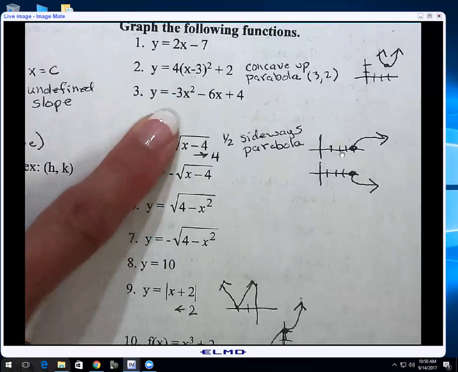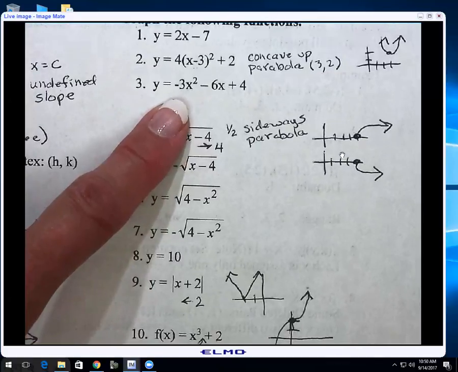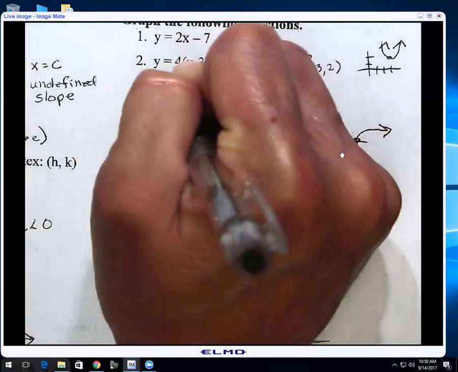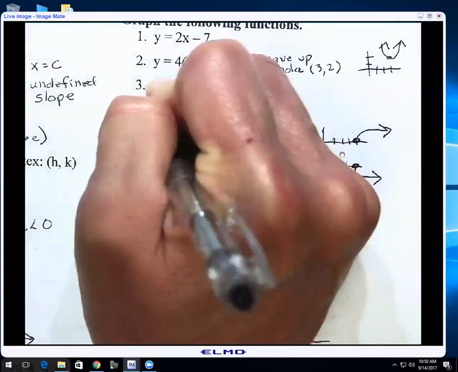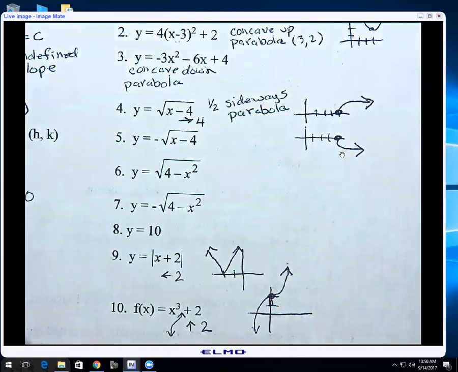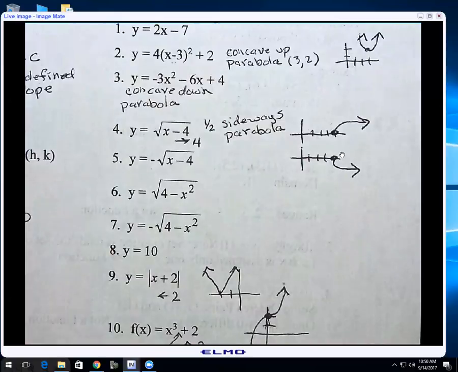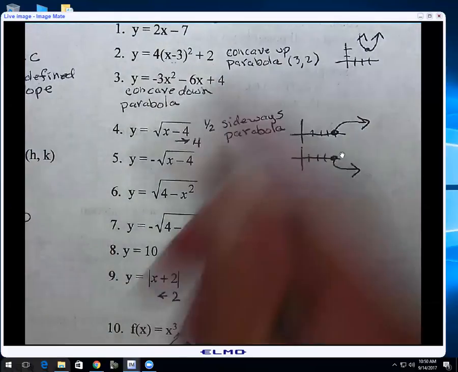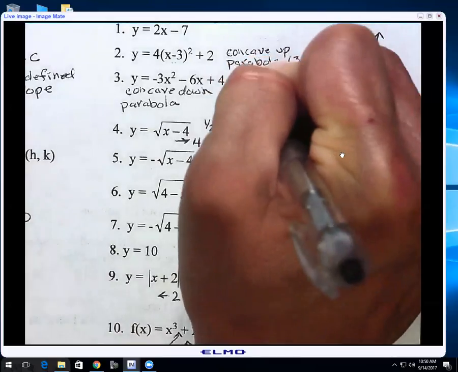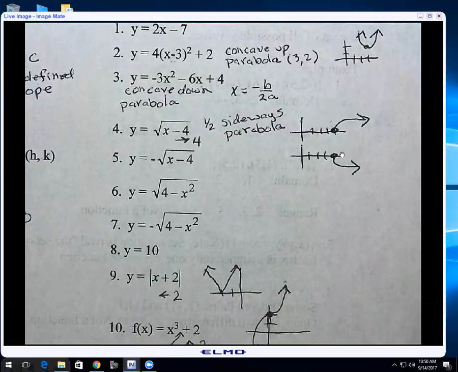Number 3, what shape is that? It's a parabola, and does it open up or down? Concave down parabola. How do I find the vertex? Because it's not like number 2 that I can just look at it and see the vertex. Peel off A and B. That little formula, negative b over 2a, will give you the x coordinate of the vertex. Once you have the x, how do you get the y? Plug the x in and get the y that goes with it.